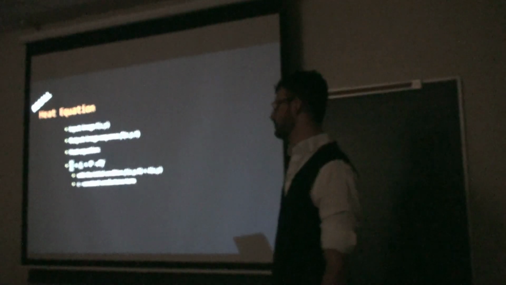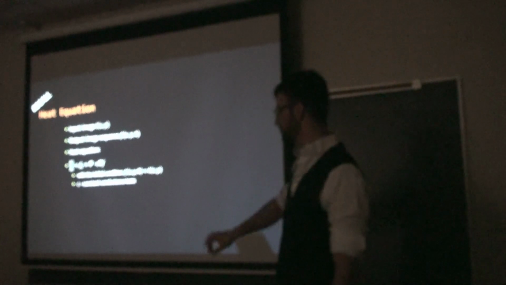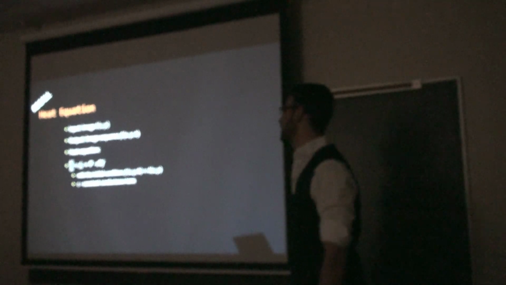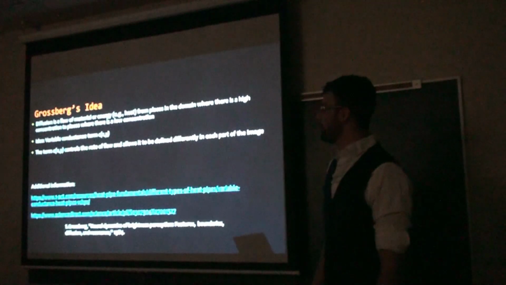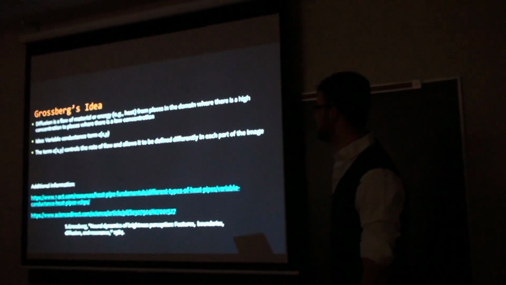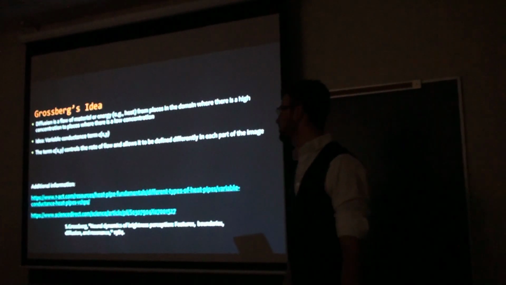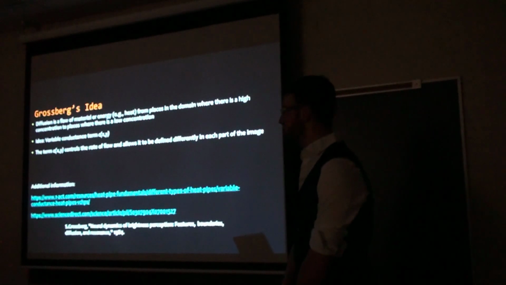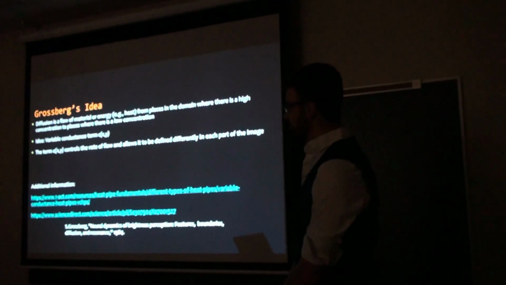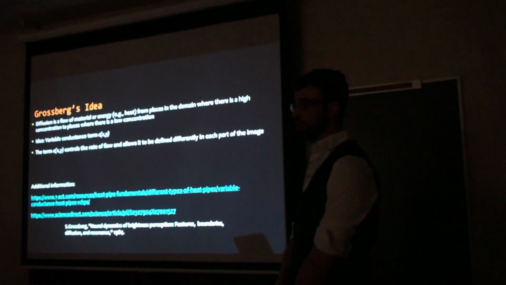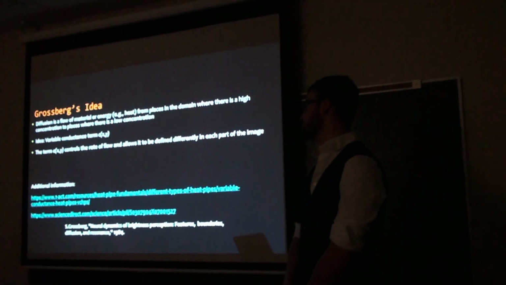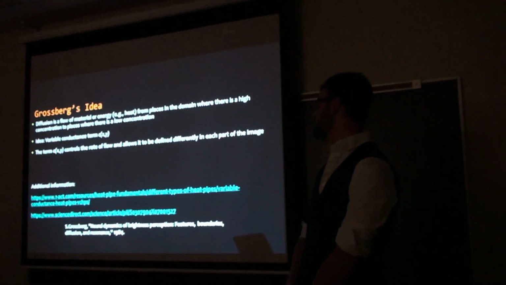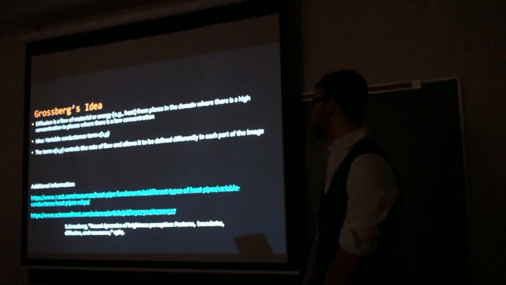Remember the heat equation? Just review. Diffusion is a flow of material with energy. That's just the definition of diffusion. The ideal variable conductance term, C of x, y. We're just going to try to create our own function that behaves the way that we want right now. The term C of x, y controls the rate of flow and allows it to be defined differently in each part of the image.